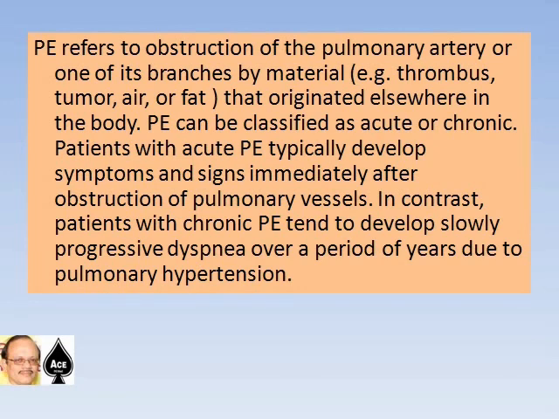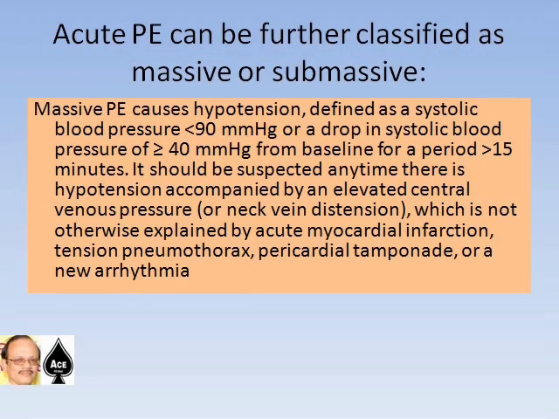Pulmonary embolism can be classified as acute or chronic. Patients with acute pulmonary embolism typically develop symptoms and signs immediately after obstruction of pulmonary vessels. In contrast, patients with chronic pulmonary embolism tend to develop slowly progressive dyspnea over a period of years due to pulmonary hypertension. Acute pulmonary embolism can be further classified as massive or submassive.